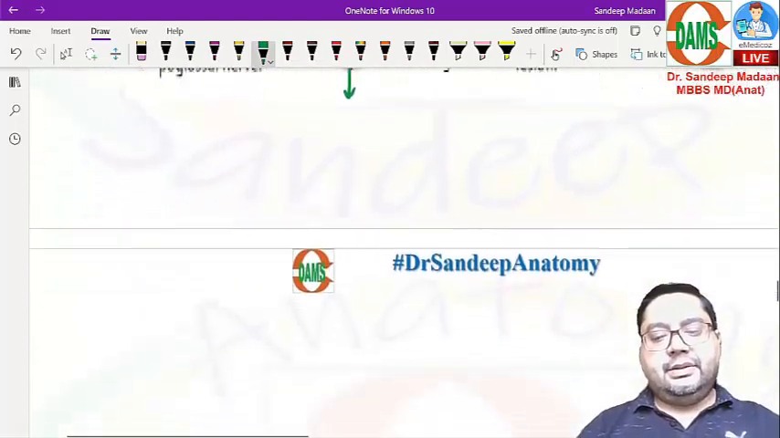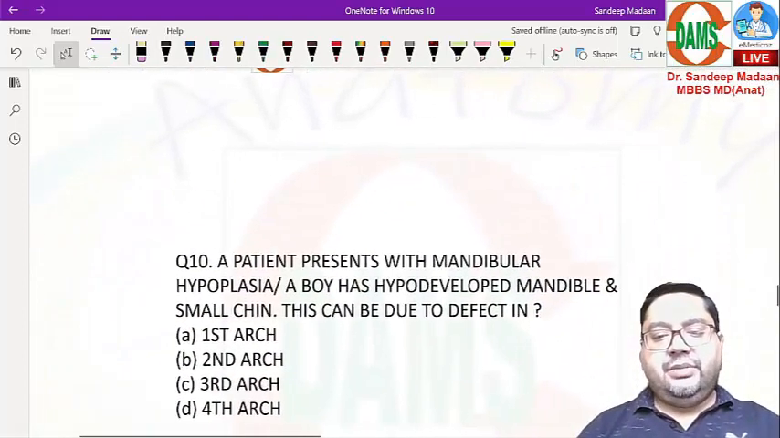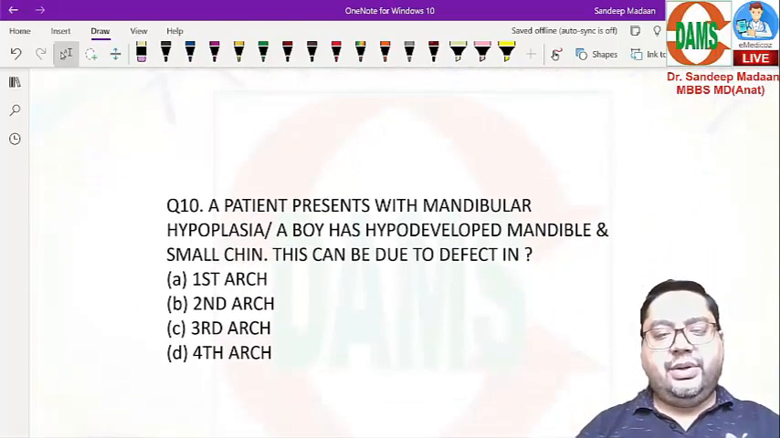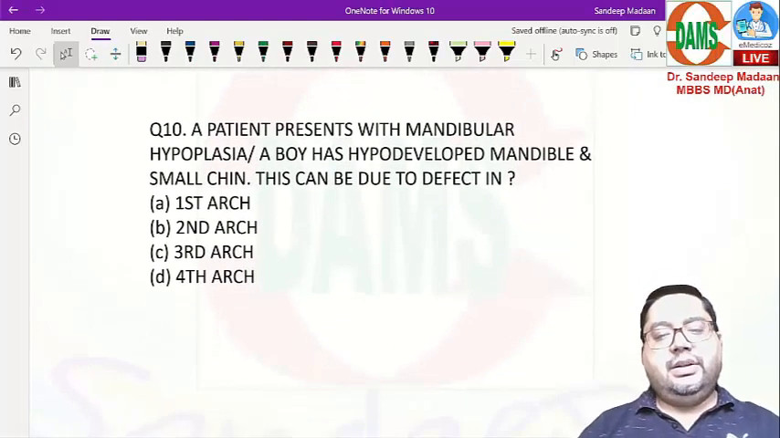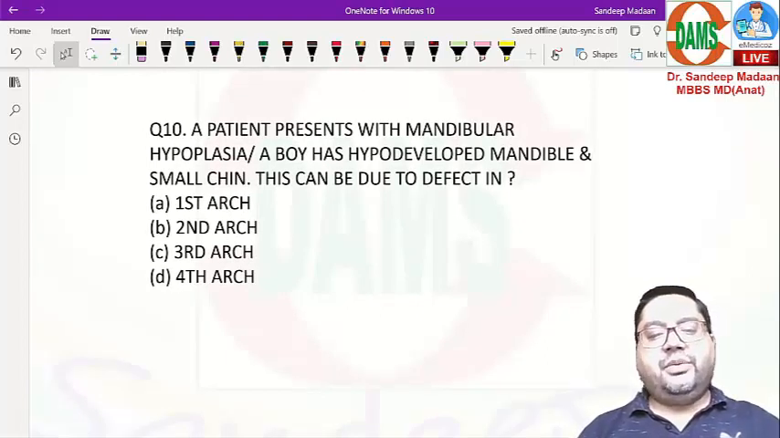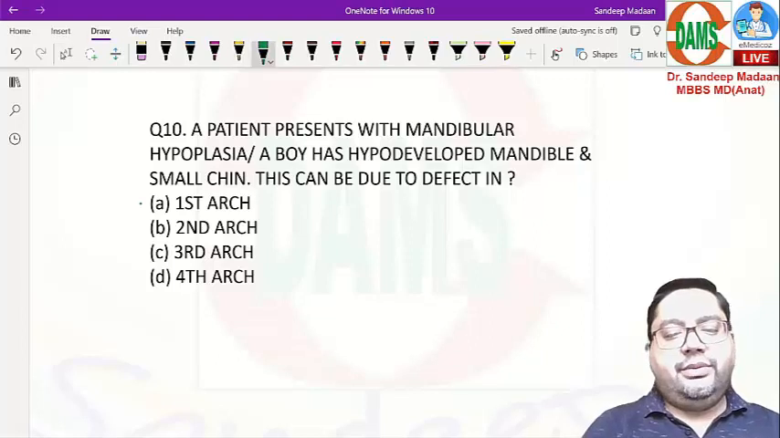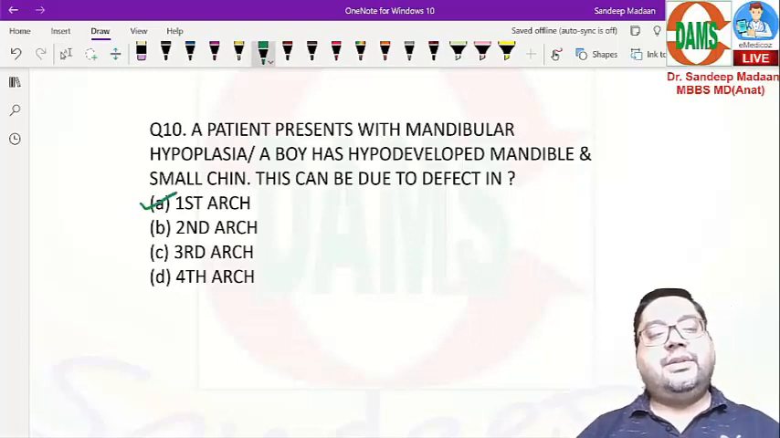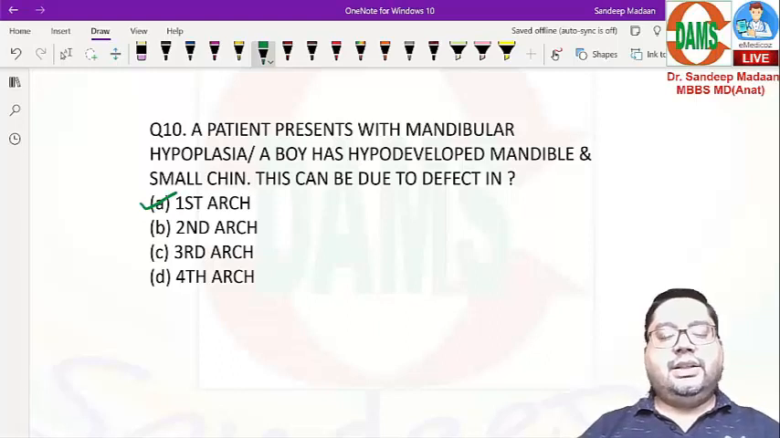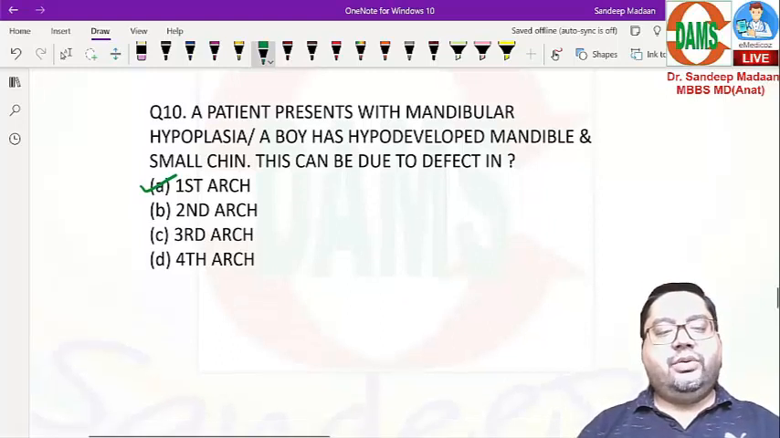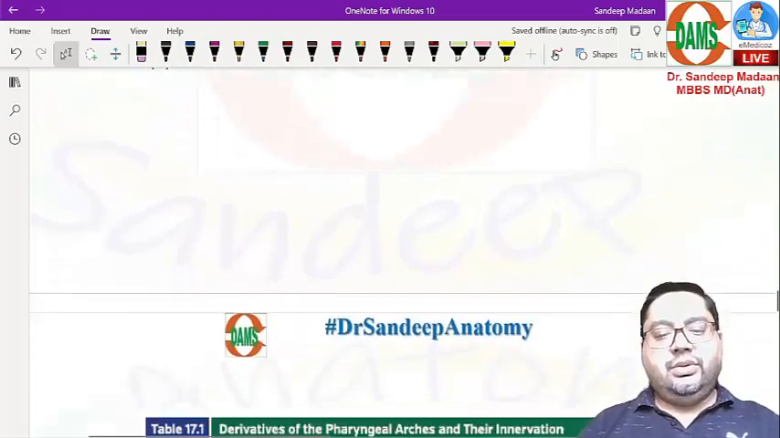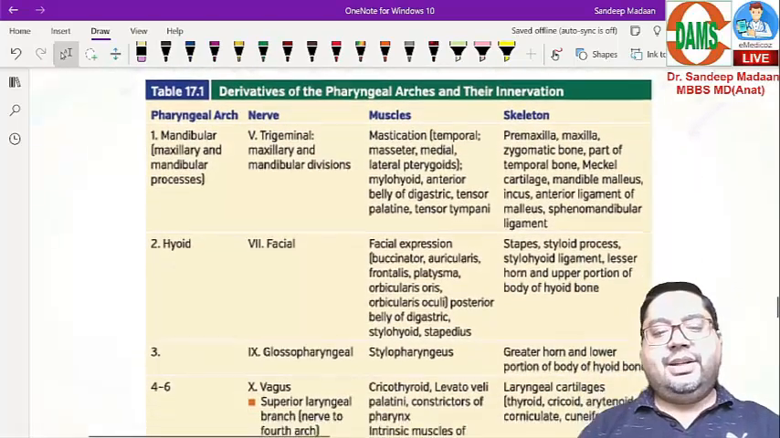Okay. Next question is, the patient presents with mandibular hypoplasia, and the boy has a hypodeveloped mandible and a small chin. This can be due to a defect in which structure? Indirectly they want to know that this mandible, chin, this region basically develops from which arch. We know the answer is straightforward, first arch, because the name of the first arch itself is the mandibular arch. So mandible and the surrounding bones like maxilla, zygomatic, all these bones develop from the first arch along with malleus and incus.